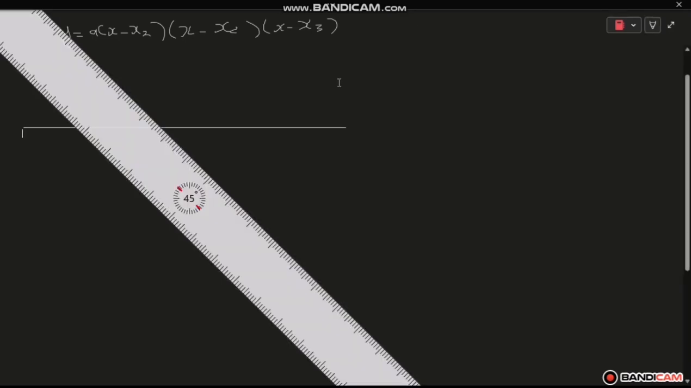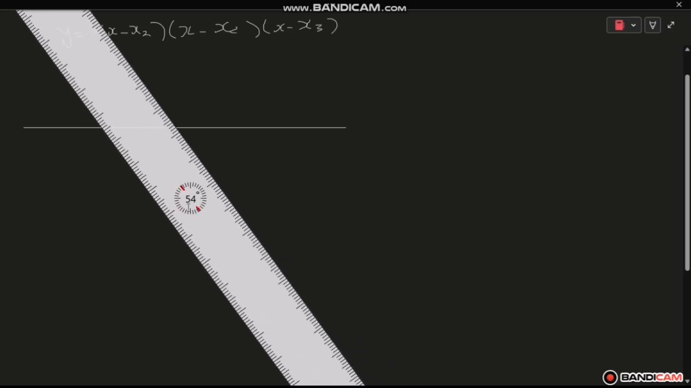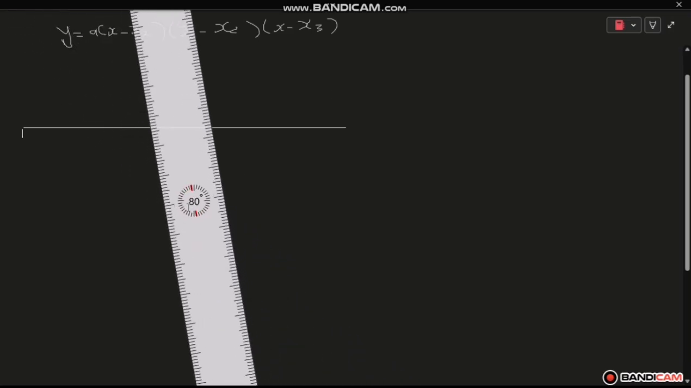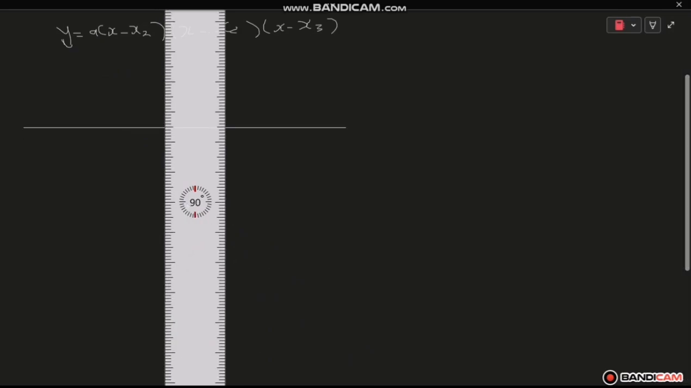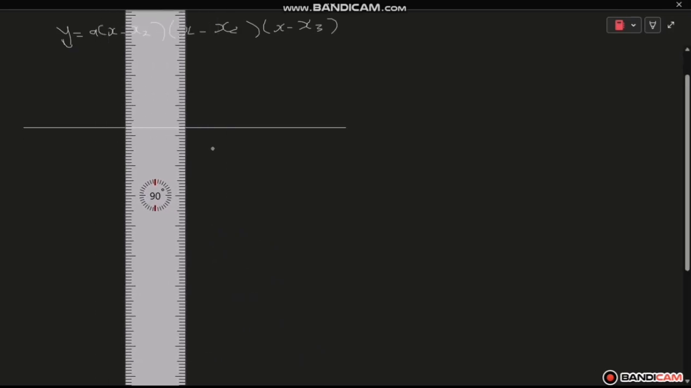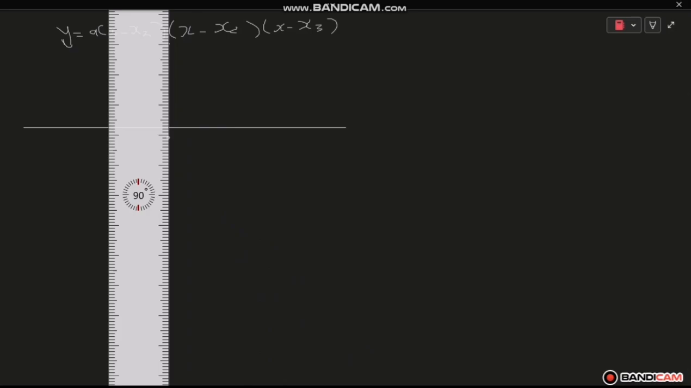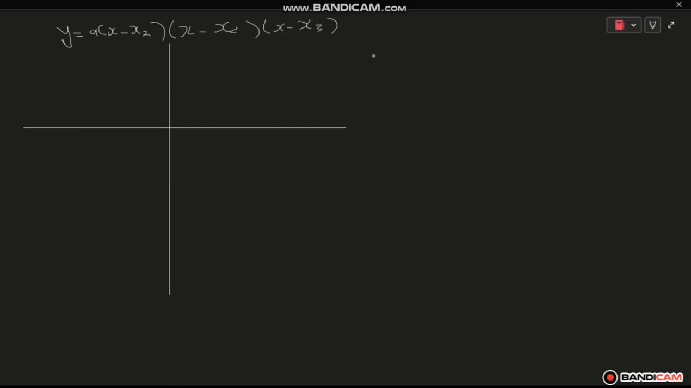You'll be given 3 x-intercepts and a point. If that's the case, you must know that this is the formula that you must use, right? Okay, let me just try to draw or sketch this graph so that you can see what you must do. Also, you can have the picture of what I'm talking about.